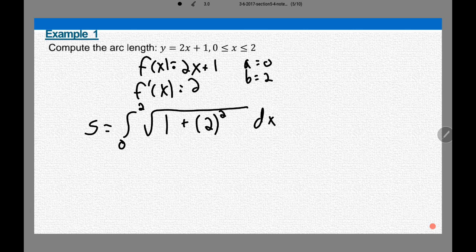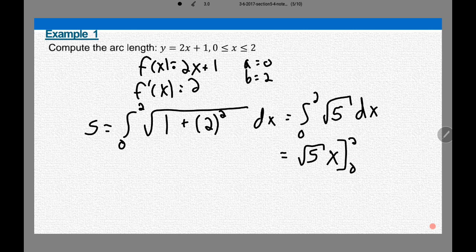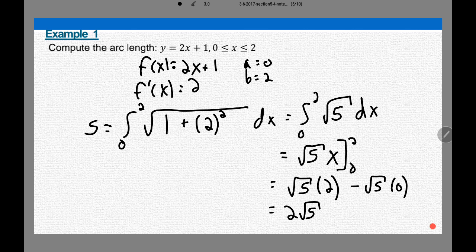Alright. And we can go ahead and calculate that out. We got the integral from 0 to 2 of the square root of 2 squared plus 1, which is 5, dx. And this is really simple. That's a constant. The square root of 5 is a constant, so we do the square root of 5 times x, and we're evaluating at 0 and 2. So when we plug it in, we get square root of 5 times 2 minus the square root of 5 times 0. So our final answer is 2 times the square root of 5. And that's our arc length there.